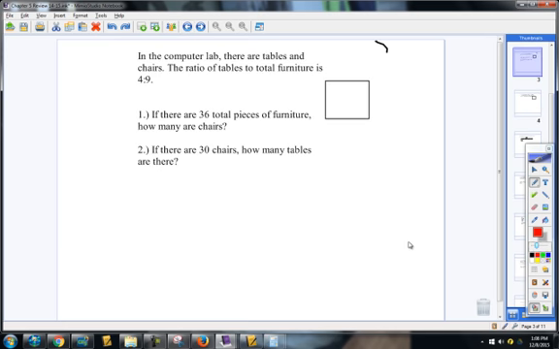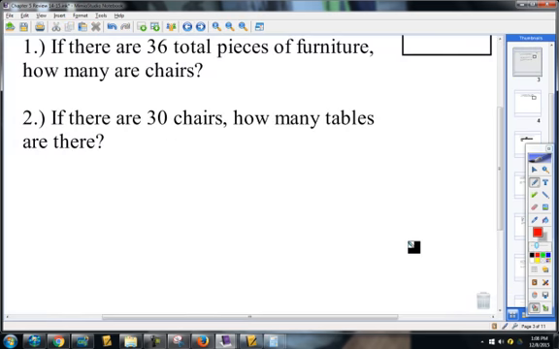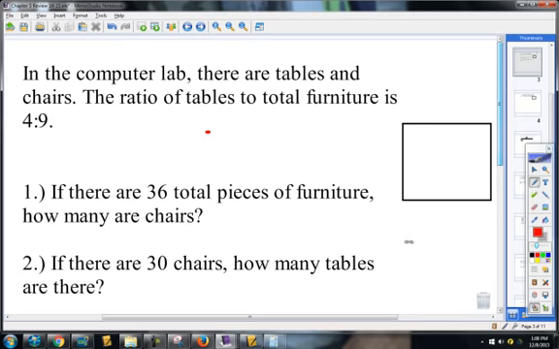Okay, here's the next one that's going to be just like, you're going to have one just like this on your formative. Okay, exactly like this. It's going to give you some information. Okay, in the computer lab, there are tables and chairs. That's all there are in this room, tables and chairs. The ratio of tables to total furniture is 4 to 9. So right there is going to be my fake ratio.